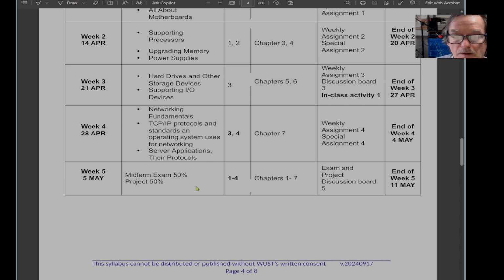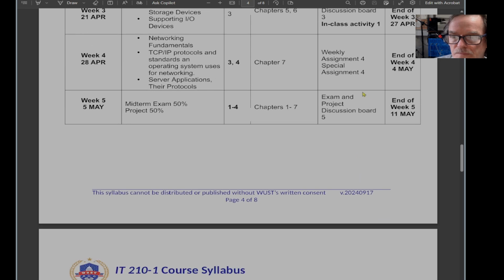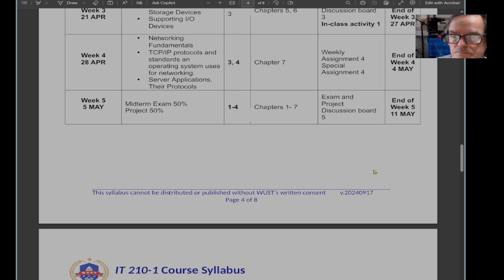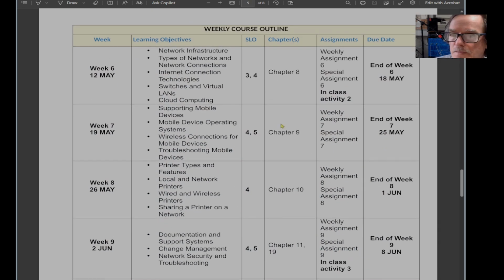Okay, then we get to week 5. That's when the midterm is. That week there's no assignment of any type, but there is a discussion board to participate in. Week 6, we're back to assignments plus special assignments. So I'm going to go over those. We'll take a look at what the special assignment means in a moment.